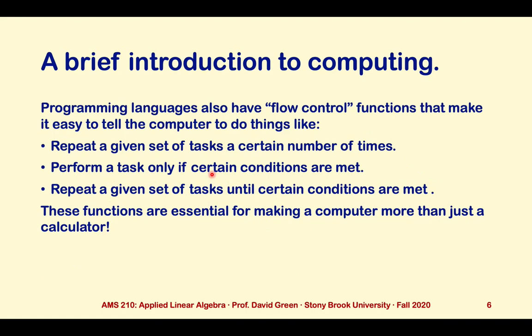Programming languages universally have something called flow control, or control flow functions, that make it easy to tell the computer to do things along the lines of repeating a certain set of tasks over and over again, or performing a certain task only under certain conditions, or repeating a certain task over and over again until a certain set of conditions are met. And this ability to control when things happen in a well-defined fashion is really what makes a computer more than just a calculator. They really are what allow you to do interesting things and create interesting programs.